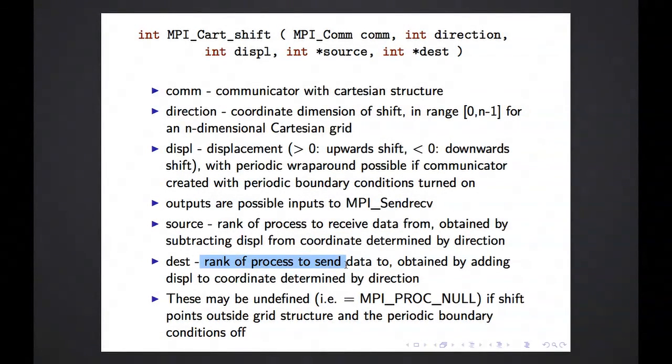So basically, sort of assume that the source is the process behind you, and destination the process in front of you, if you like. This is just a very common combination which shows up. So this is why there's two outputs instead of one. If you are at the edge of your process grid, then the source and destination might be undefined. So you get MPI_PROC_NULL, if you're outside the grid.